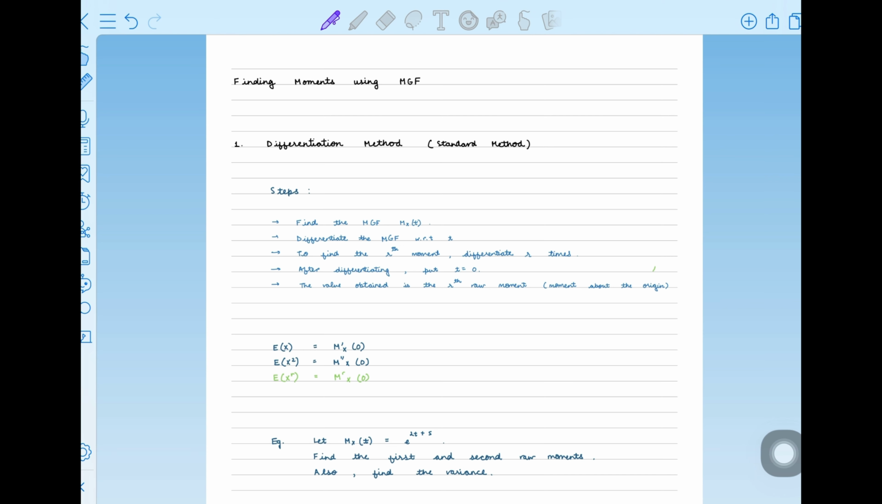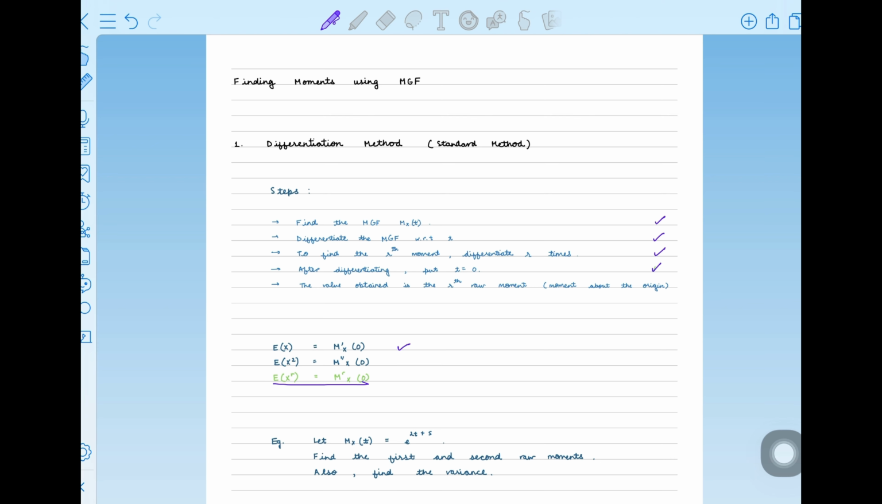Let's learn how MGFs are actually used to find moments. There are mainly two methods, differentiation method and series expansion method. Differentiation method is the standard and most commonly used one. The basic idea is that we find the MGF, then we differentiate it with respect to t. To find the rth moment, we differentiate r times. After differentiating, we put t is equal to 0. The value obtained is the rth raw moment. And the general formula is given by.